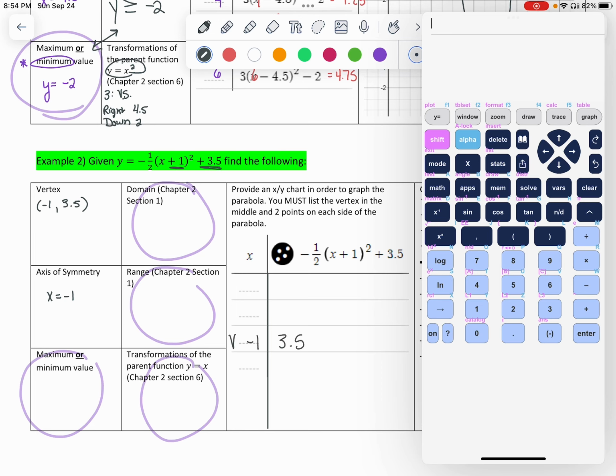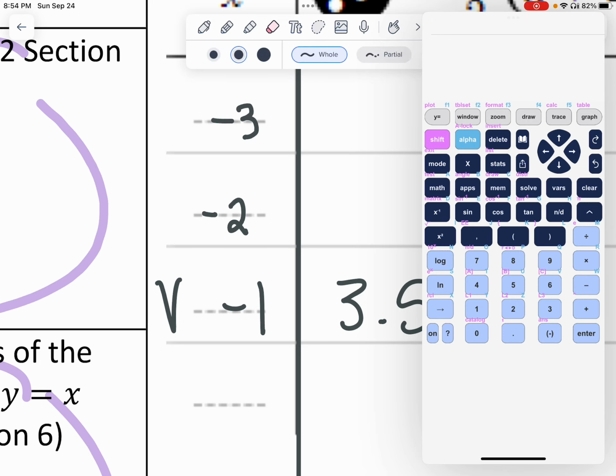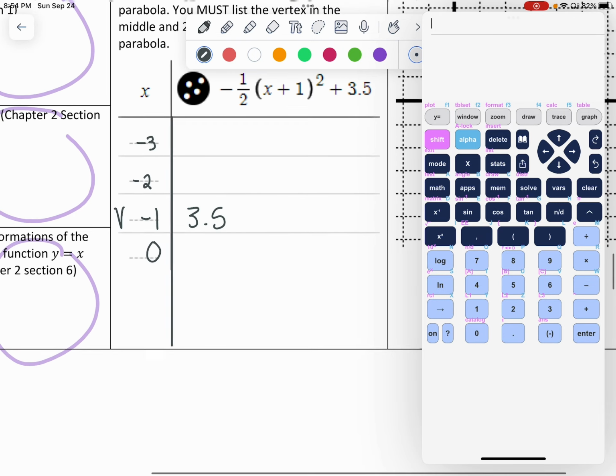Let's count up. So what's a little lower than -1? -2 and -3. I just like to count by ones. I just think it's so much easier. You can count by something else if you want to. Now, what are two numbers that are lower than or higher than -1 on the number line? How about 0 and 1? I'll add in a little space there.